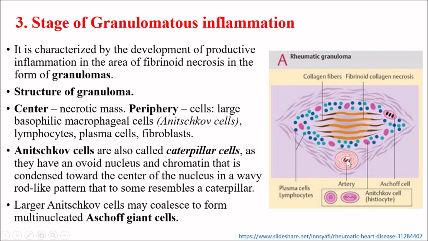Which cells? Here we see the plasma cells, we see the lymphocytes, as well as the very characteristic cells, the Aschoff cells. Aschoff cells, also called the caterpillar cells. They have the ovoid nucleus and the chromatin that is condensed toward the center of the nucleus in a wavy rod-like pattern that to some resembles a caterpillar. Larger Aschoff cells may coalesce to form the multinucleated Aschoff giant cells.